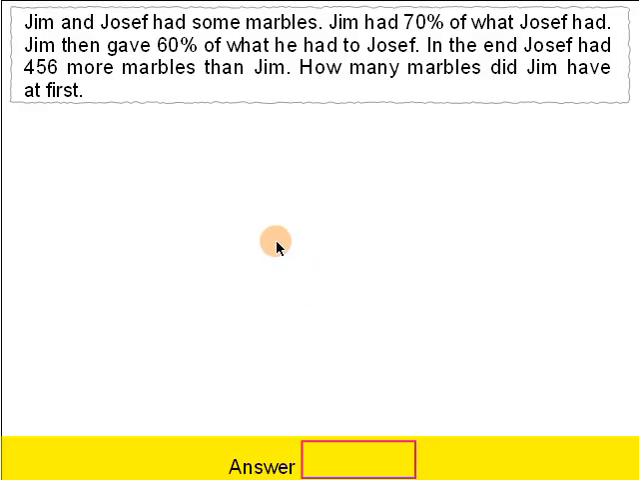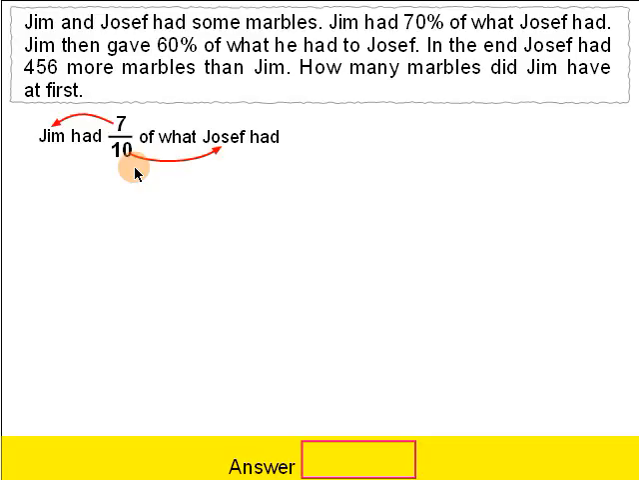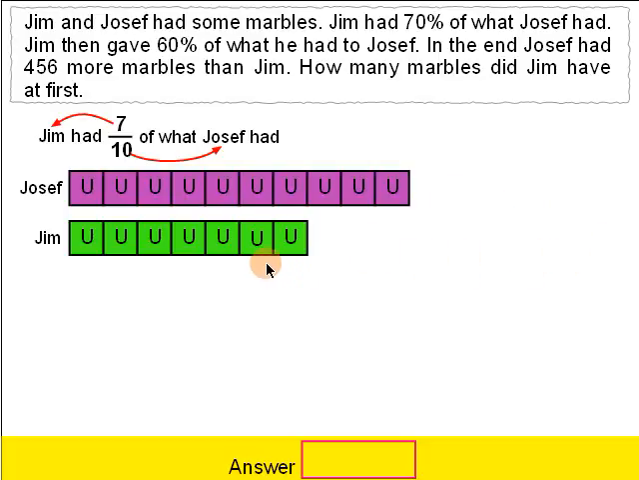Well, the question says that Jim and Joseph had some marbles. Jim had 70% of what Joseph had. That means to say that 70% is represented as 7 over 10 in fractions. So we rewrite the statement as Jim had 7/10 of what Joseph had. We can draw 10 units of Joseph, and therefore Jim will have 7 units.